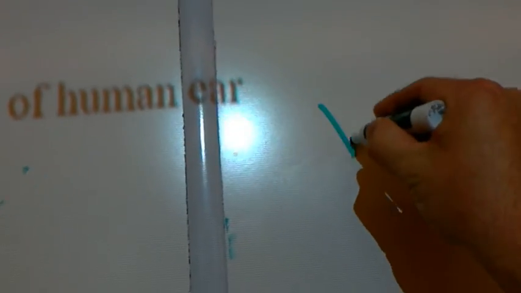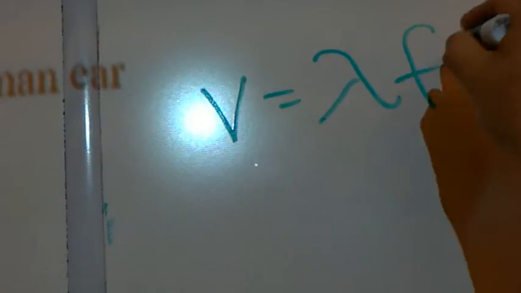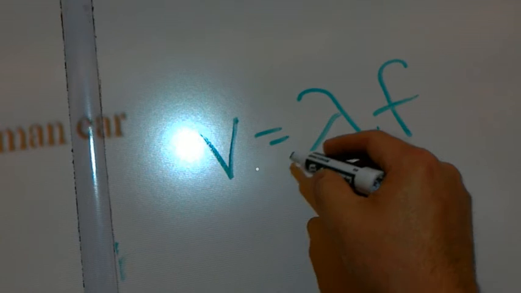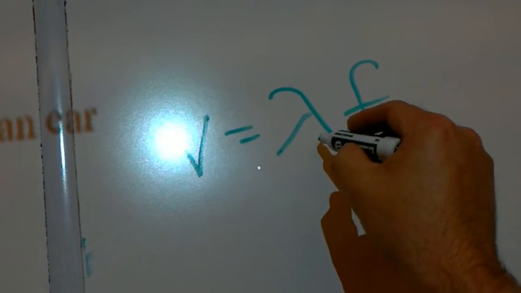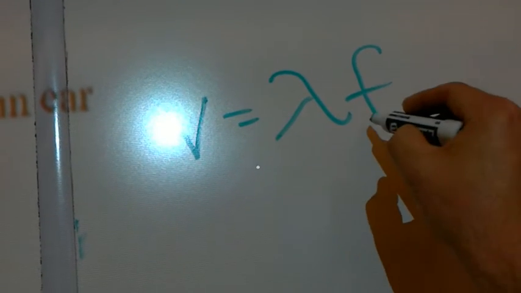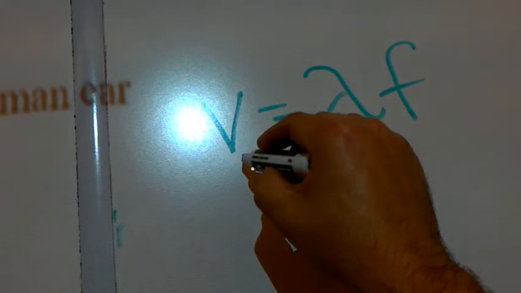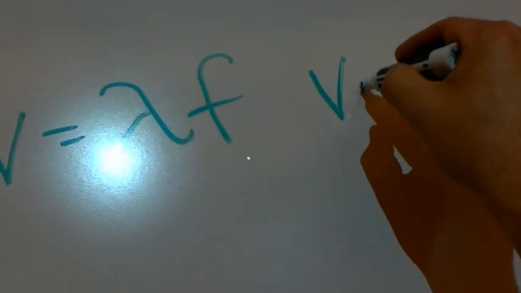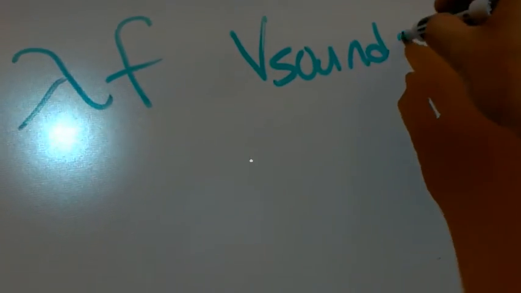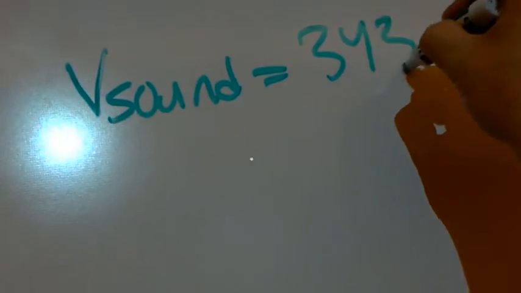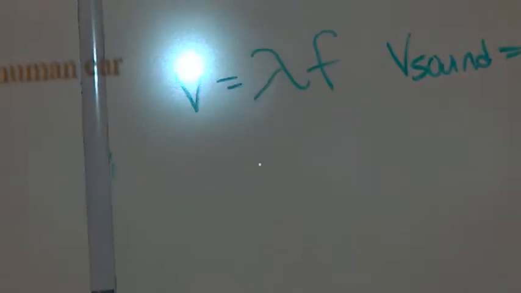You have the wave equation. V is lambda f. The velocity of any wave is the wavelength times the frequency. Frequency is in hertz, wavelength is in meters, velocity in meters per second. And for us, we'll always use the velocity of sound here for V, and that's 343 meters a second.